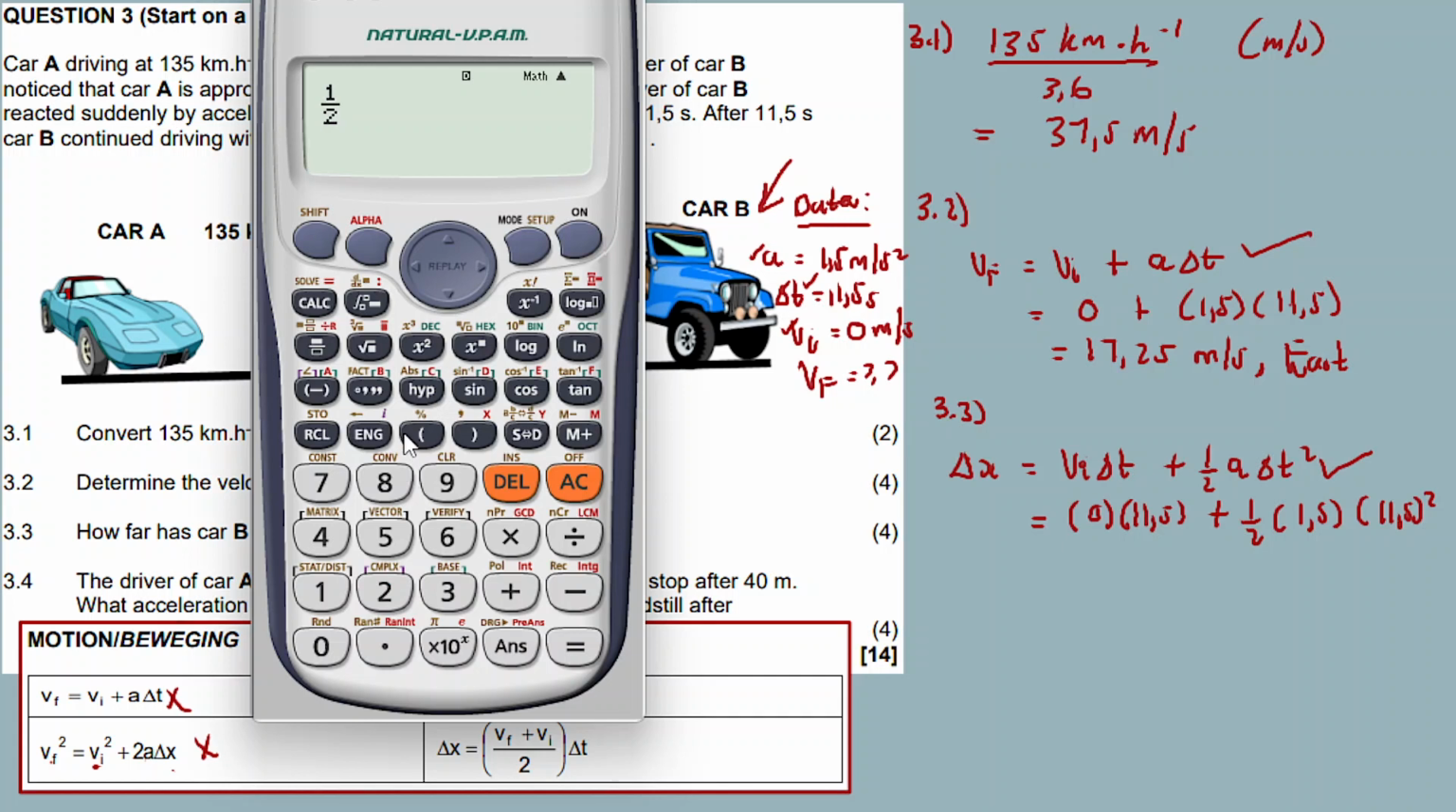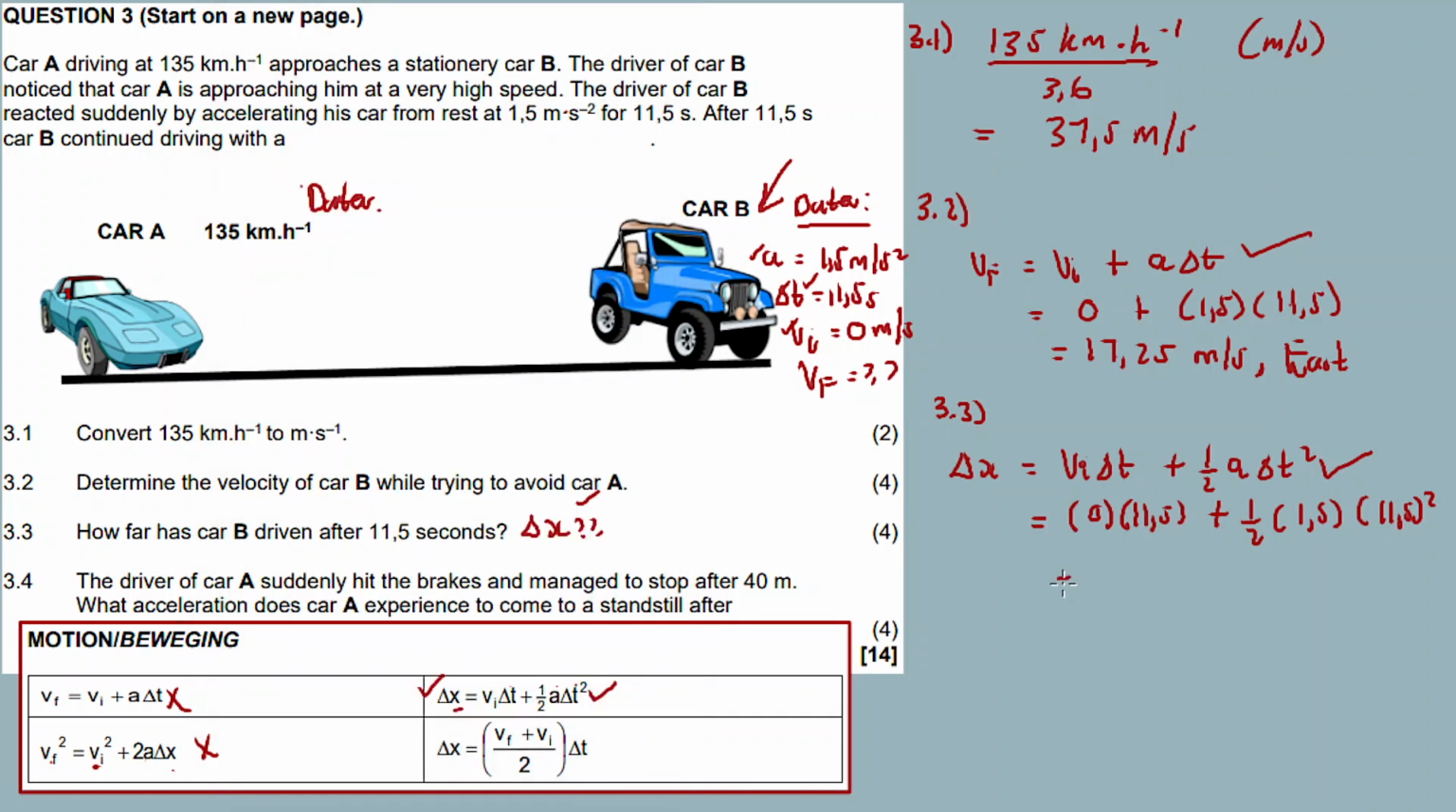1/2 times 1.5 times 11.5 squared. Answer 99.19, in 2 decimal places, meters. This is the distance. It's a distance, so it's a scalar quantity, and there's no need for a direction.